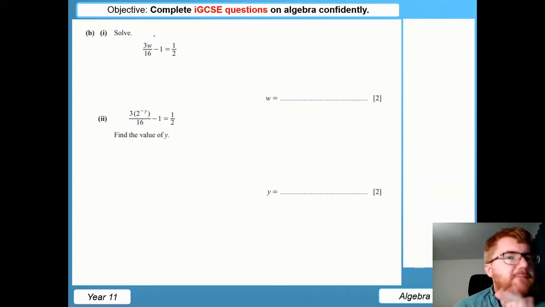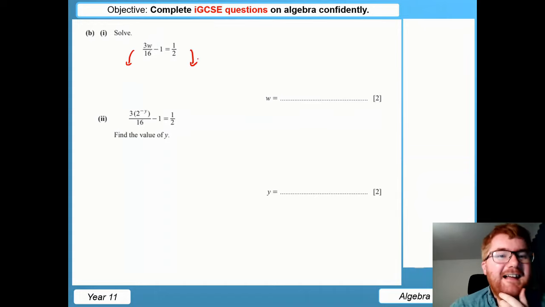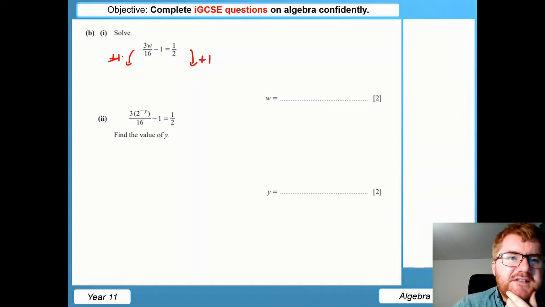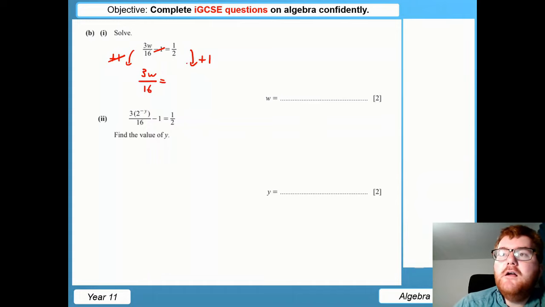So I'm going to take a mixture of approaches in this case. I'm going to start with the minus 1 being annoying, as it often is when it's just after the variable. So the opposite of minus 1 here is plus 1 on both sides. That gives us, if we cancel here, 3w over 16. And 1 plus a half, well, that's the same as 1 1/2, or 3 over 2.